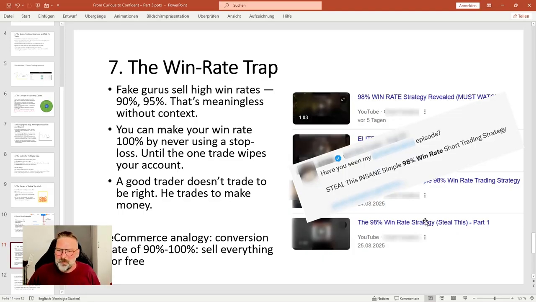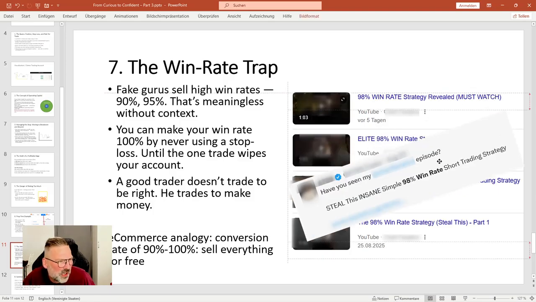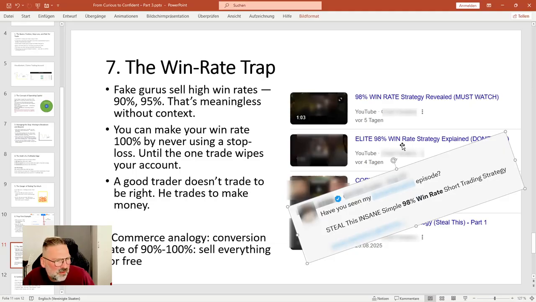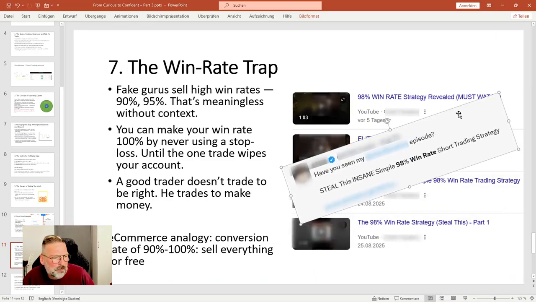And now let me take a sip here. Because the next thing is making my blood boil, right? The win rate trap. So fake gurus, they sell you 90%, 95% win rates, you know, all over the place. You see everything there, you know, steal this insane, simple 98% win rate short trading strategy. Elite 98% win rate strategy explained. Don't skip. Must watch. My God, steal this. Bloody hell. So if you fall for that, sorry, I can't help you.